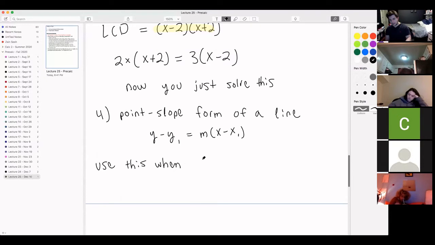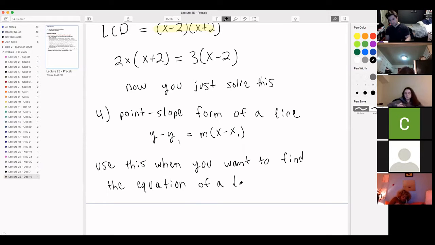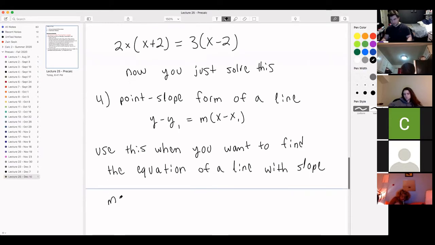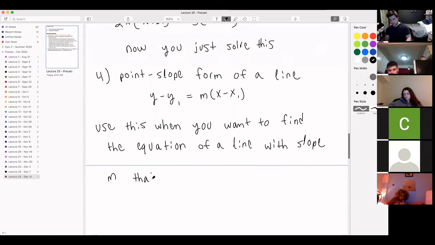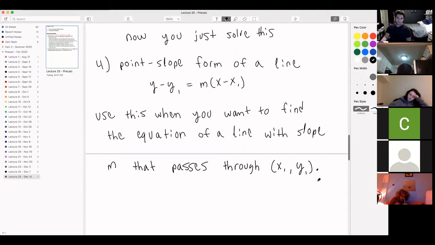when you want to find the equation of a line with slope m that passes through the point x1 comma y1. Okay.